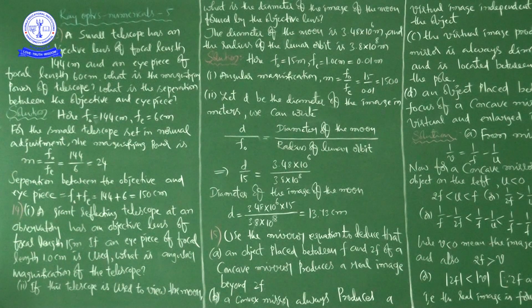See here, f naught is equal to 144 centimeters and fe is equal to 6 centimeters, and this is the magnifying power. Then the separation between the objective and the eyepiece, the eye lens, you can also call it, is f naught plus fe, equal to 150 centimeters.